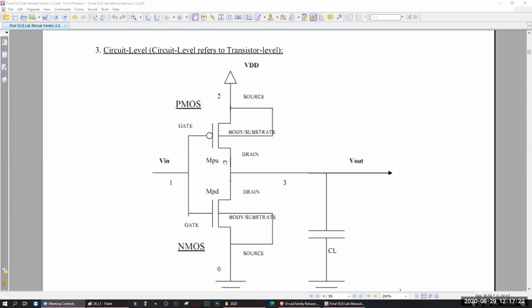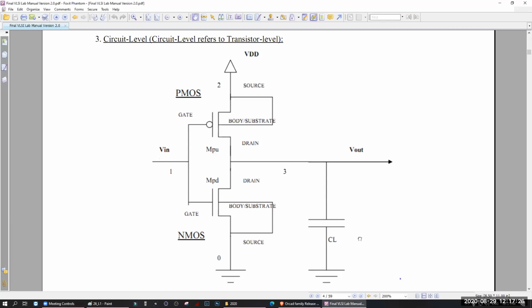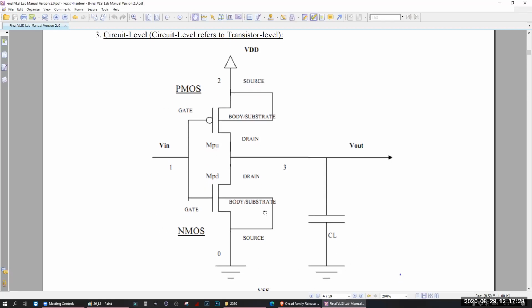Now, you have to write a code for this circuit. You cannot draw in the PSpice. In the PSpice, you cannot draw. You have to write a code. How you can write a code, I will teach you that right now.